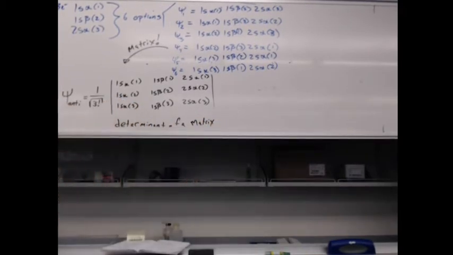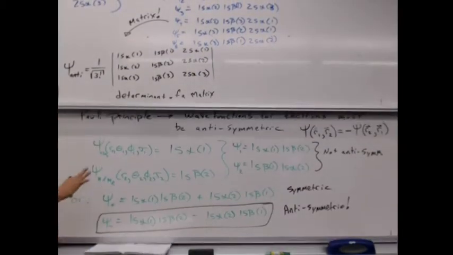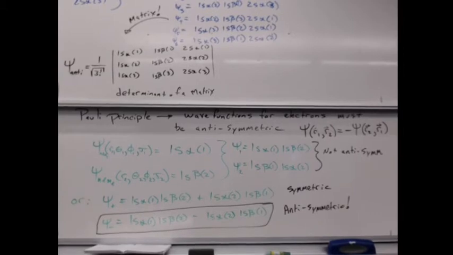As long as this determinant is not 0, as long as we get something out of this determinant, this guarantees that we get an antisymmetric wave function. We can kind of see this a little bit easier in the two case.